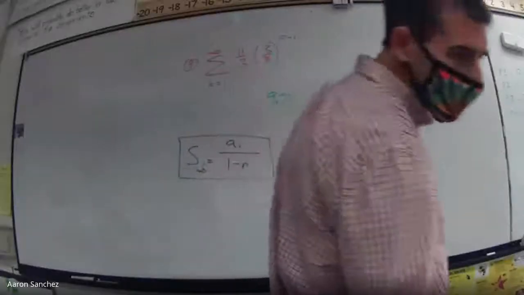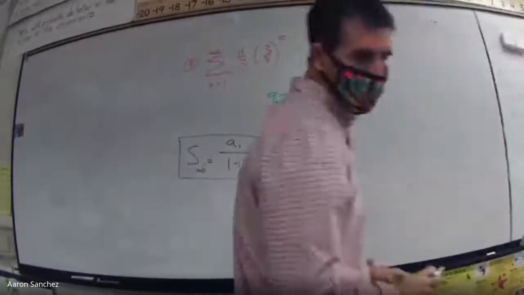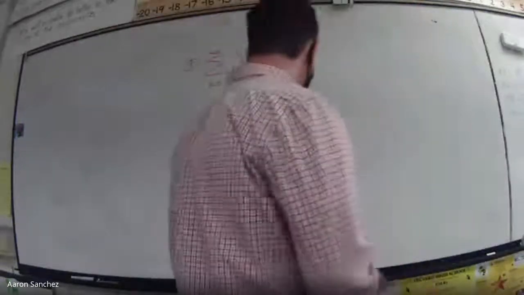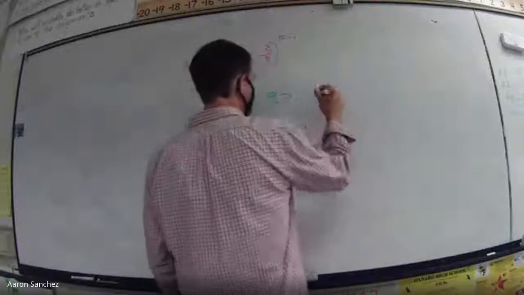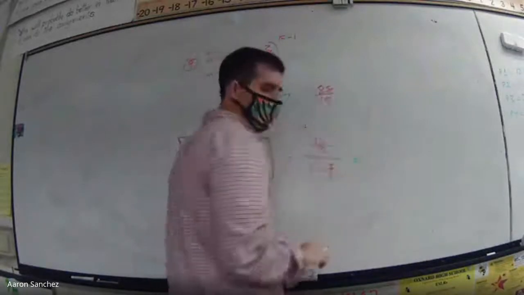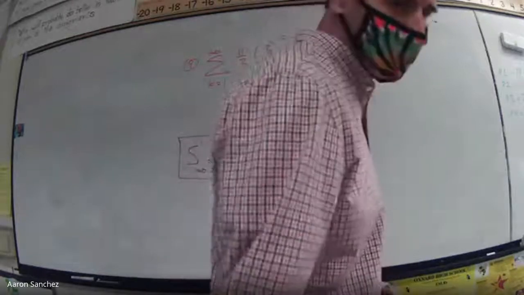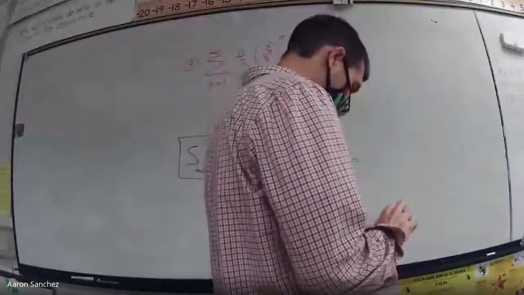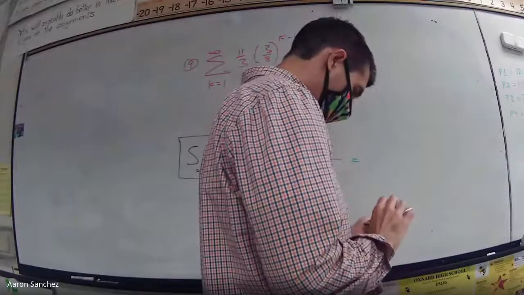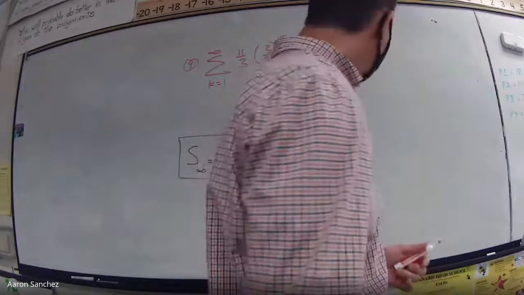Okay. Let's go with Mara. What'd you get? I got 88 over 15. 88 over 15. Does that equal 9.7? Let's see. If it's the same, then I think we're doing good. We got two different answers here.